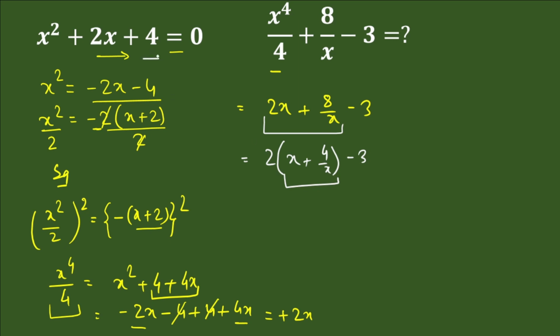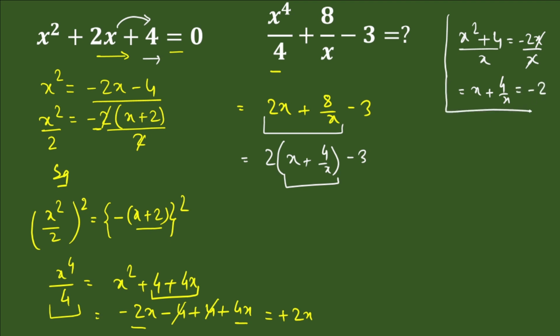Now look at the first expression. From here we can write it is x square plus 4, and we'll take this 2x to the right hand side, so it will be equal to negative 2x. Now on both sides we'll divide by x. If we divide by x, here x and x will be cancelled. Now x square over x is x, and here it is 4 over x. So we have got the value of x plus 4 over x, and that will be negative 2, right?